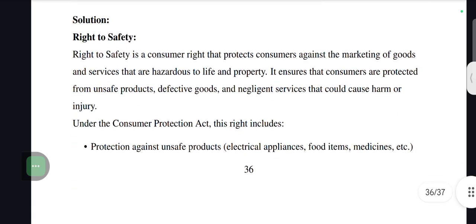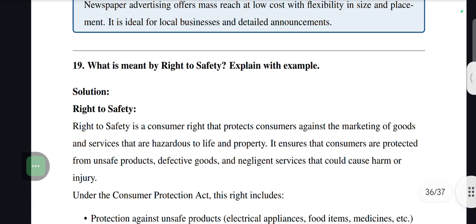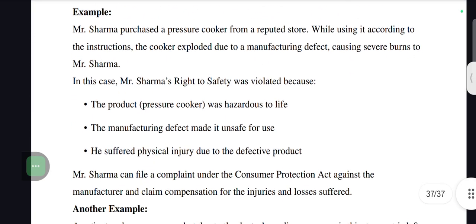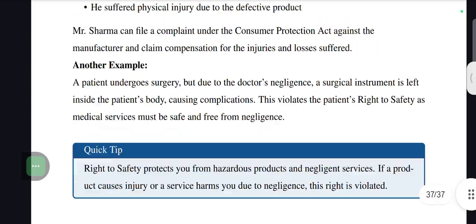19th one, what is meant by right to safety, and explain. So right to safety protects consumers against the marketing of goods and services that are hazardous to life and property. As in the 17th question, it is to protect consumers against the marketing of unsafe goods and services. Okay, you can mention the example that they have given above.